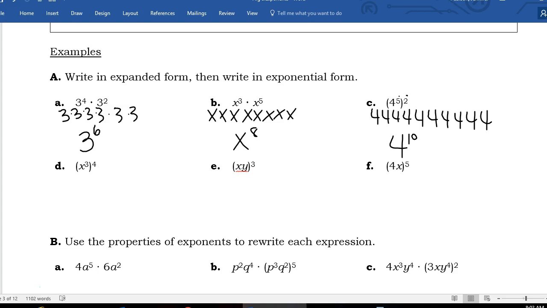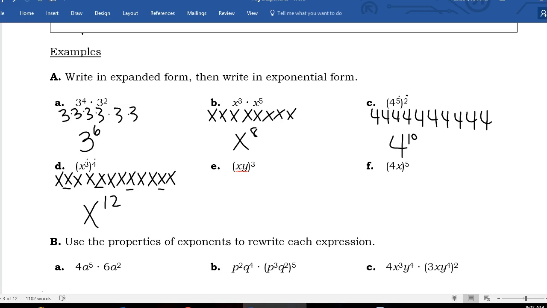Let's do letter D the same way. I have x to the third, 1, 2, 3, and then that power 4 means I have that entire grouping 4 times. So I have 1 set of 3, 2 sets of 3, 3 sets of 3, and 4 sets of 3. 3, 6, 9, 12. I think I got one too many. Counting is hard. The shortcut rule, though, I could have just simply done 3 times 4, brings me to the same answer without having to actually write them all out.